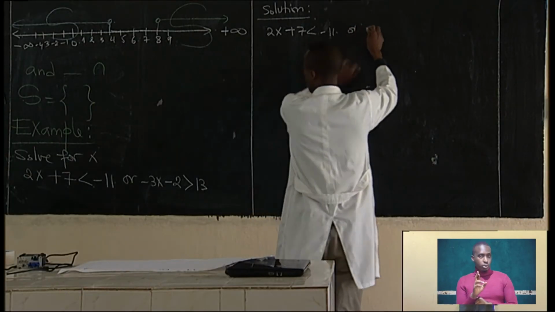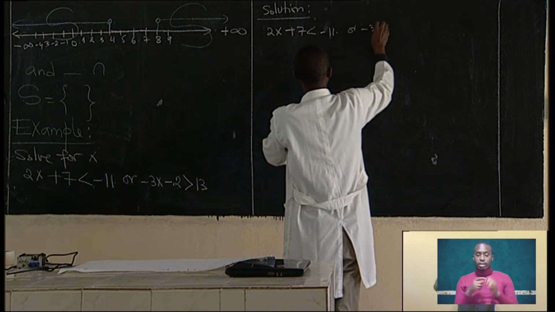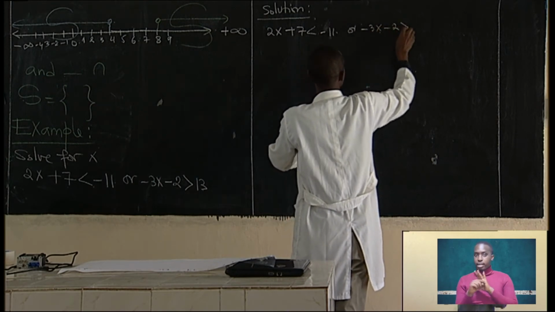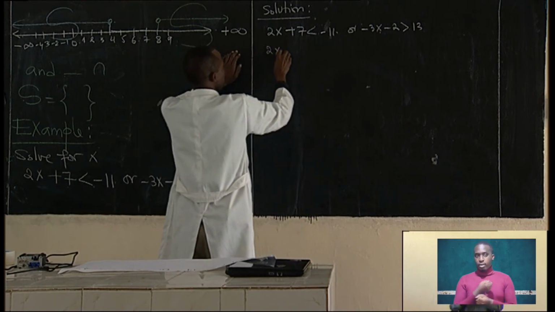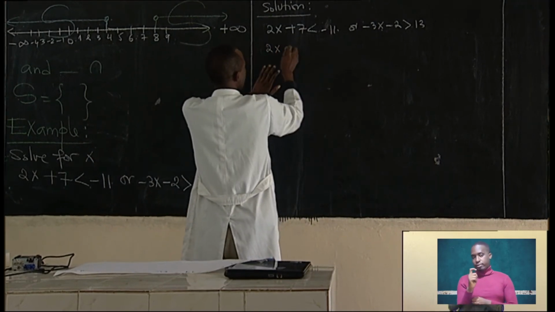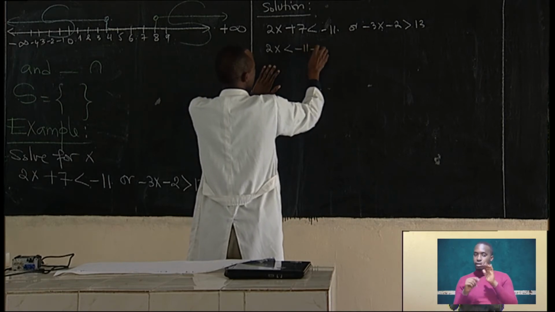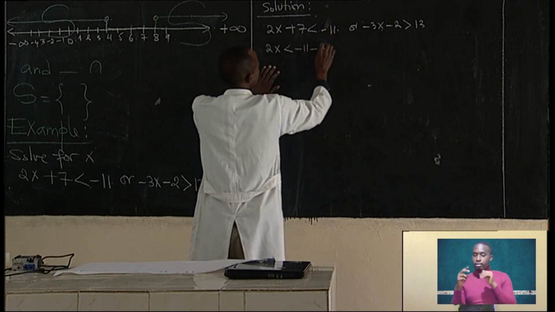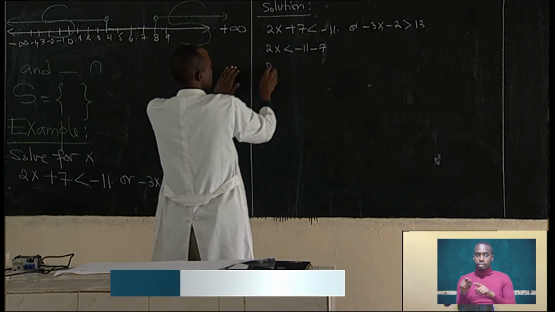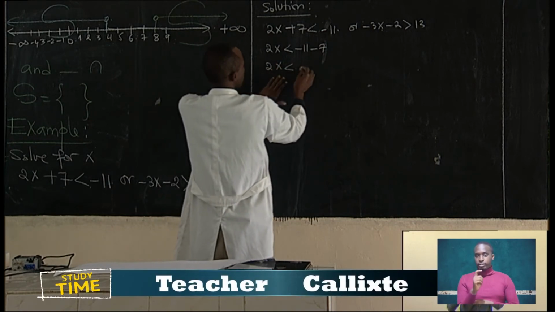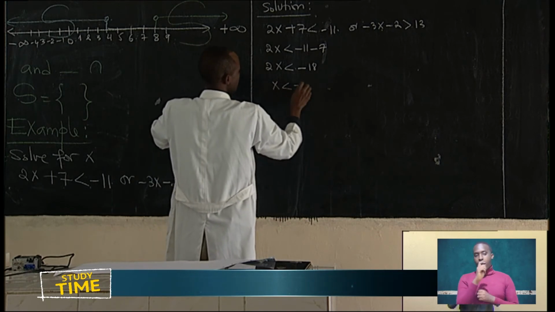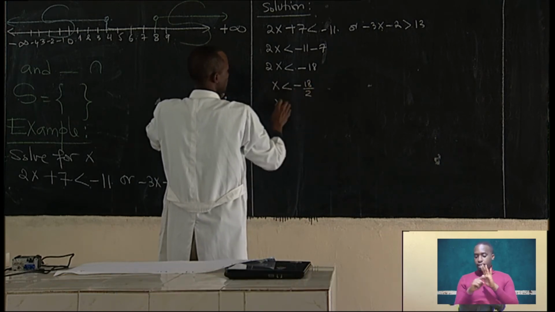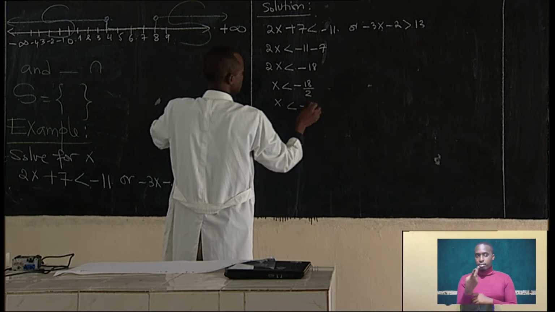Or we have negative 3x minus 2 greater than 13. We work on this. Here we have 2x. What do we have? We have now negative 11 minus 7 because it goes over there. We remain with 2x. Here it is negative 18. And we have x, negative 18 over 2. And we have x less than negative 9.